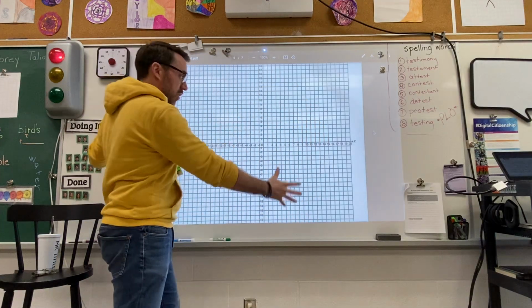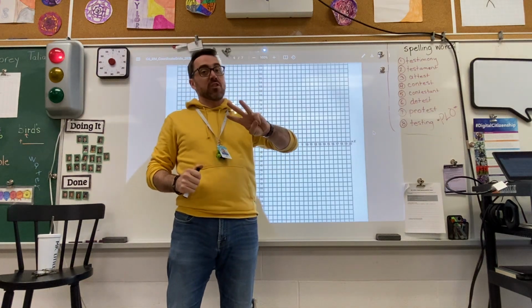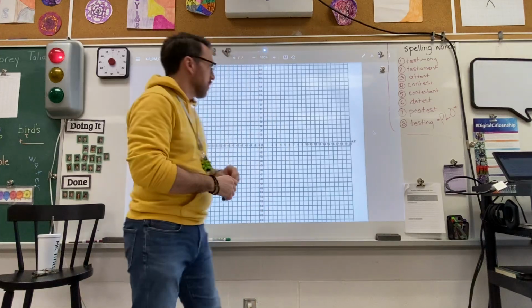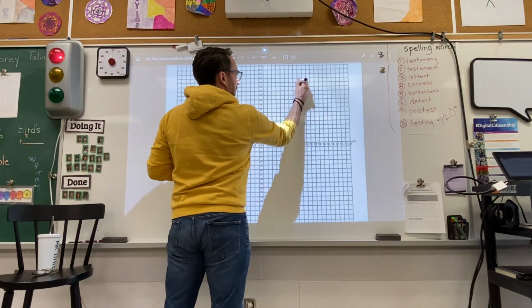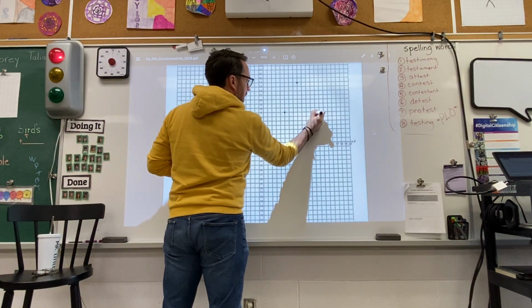We are learning how to use a coordinate grid. This is a coordinate grid or a Cartesian plane. We're looking at how to plot shapes, looking at three transformations: rotations, translations, and reflections. So first things first, I'm making a triangle. I'm going to put it in quadrant 1. I'm going to put 3 points on here, okay?